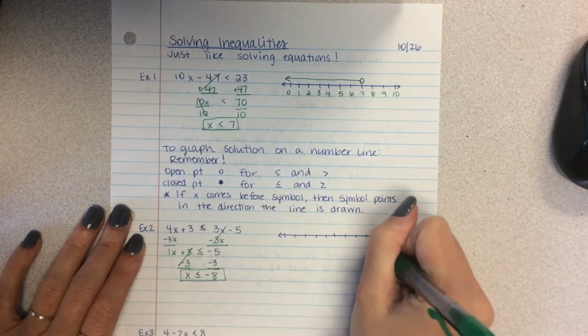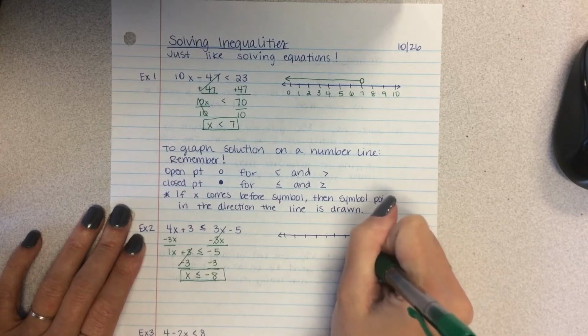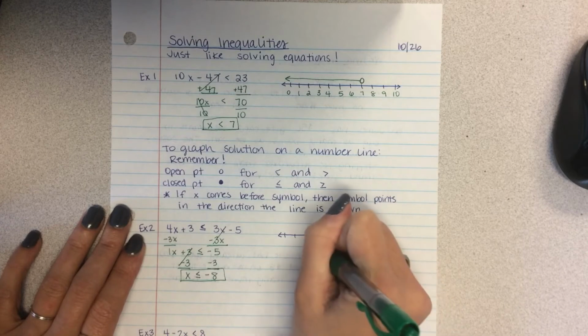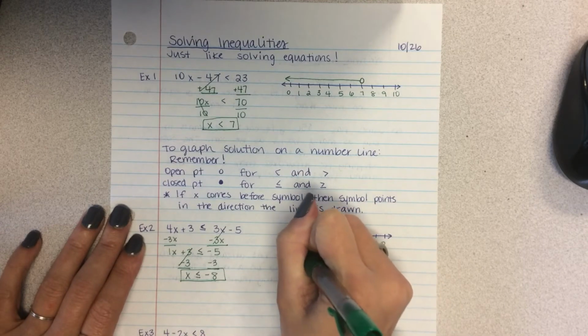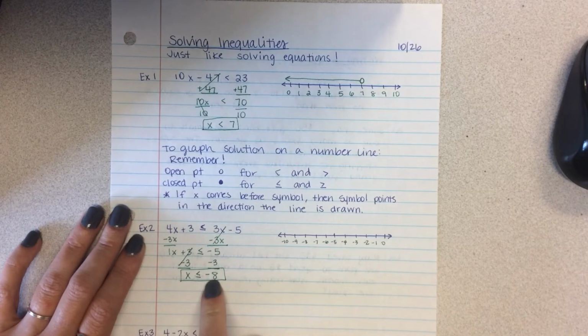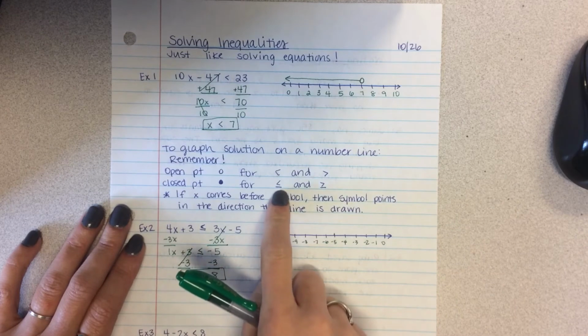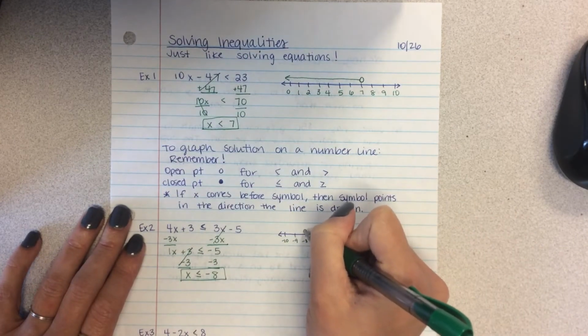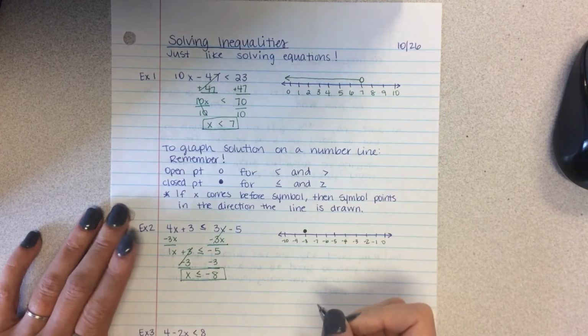And then I'll number these 0 to negative 10, or negative 10 to 0. So I know that I have to have a point at negative 8. It is less than or equal to, so that's this one here, which means I have to use a closed point. So I'm going to draw my circle and fill it in.